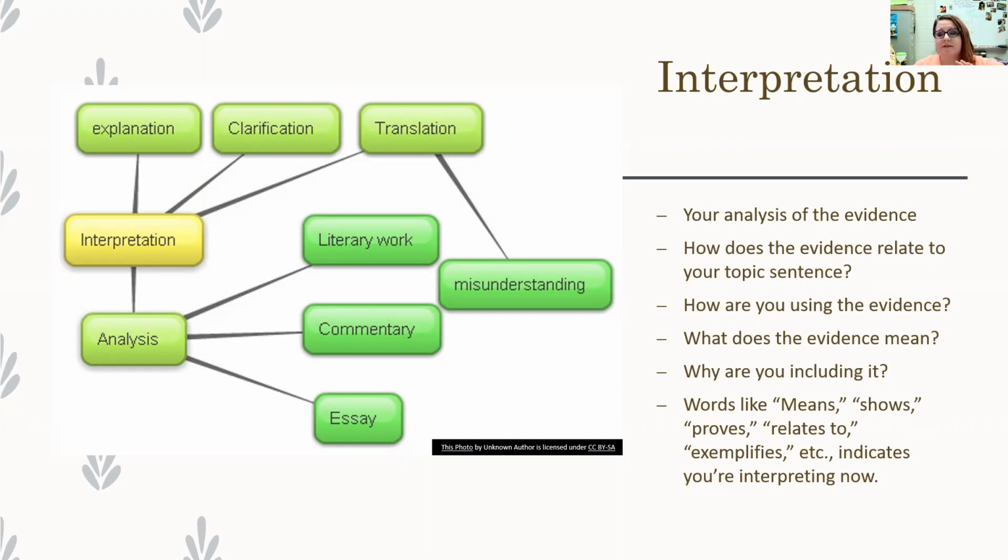Use phrases like means, shows, proves to indicate that you're interpreting, but also explain to your reader, hey, this is what this means, and this is how it defends me. Your evidence, remember, should be a tool to support your ideas, and your interpretation is where you get to expand on those ideas and explain how you're using the tool of your evidence.